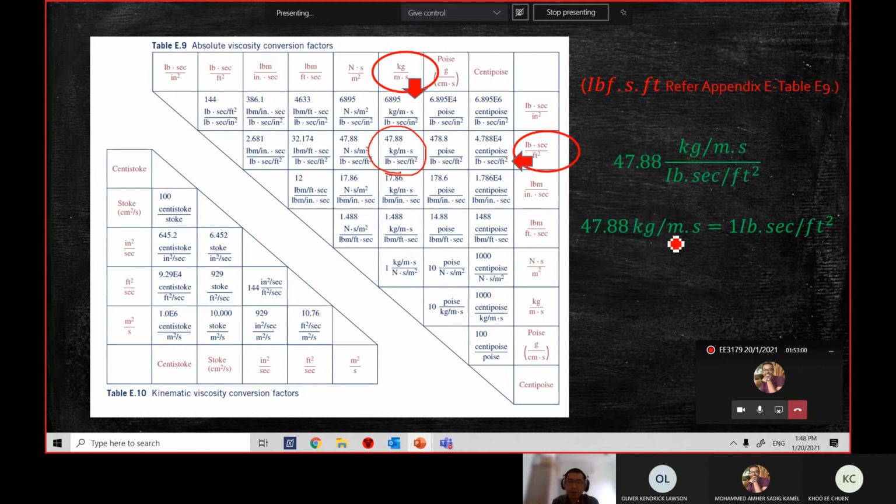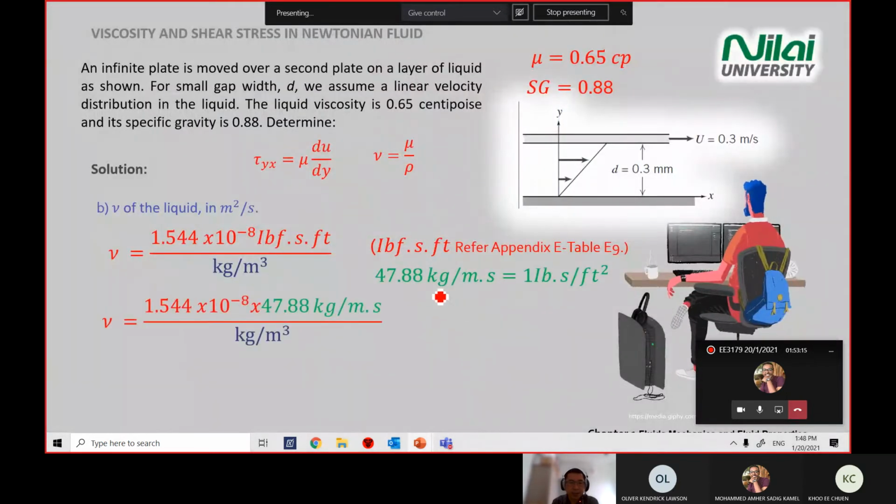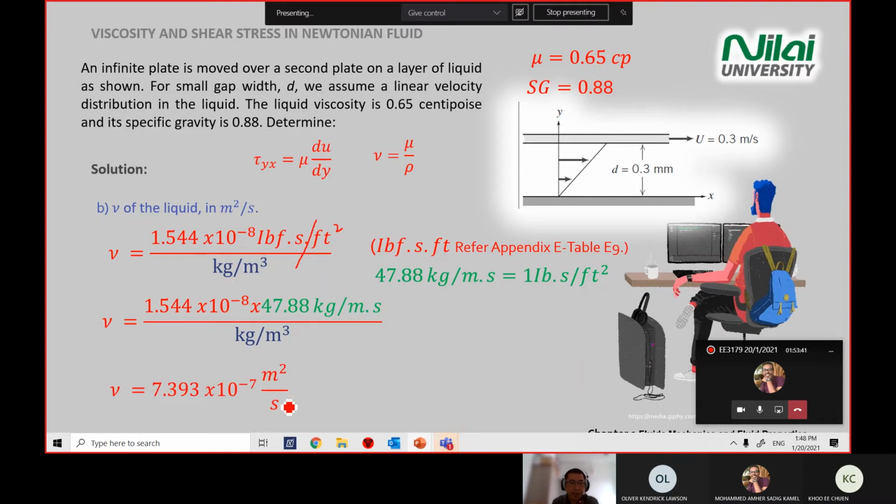Because we are going to convert pound second over feet into kilogram, we will use this conversion. So we pull this conversion back to the drawing board, and then you just multiply the number, because this one is pound second over feet. Sorry, typo error here, it's over feet square. And then you just multiply. So this number equals how many kilogram per meter second.